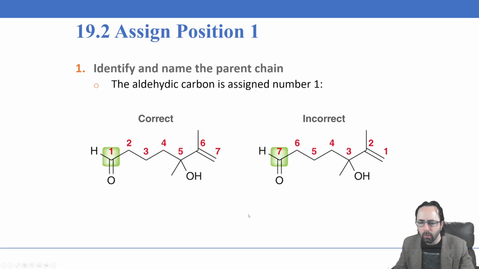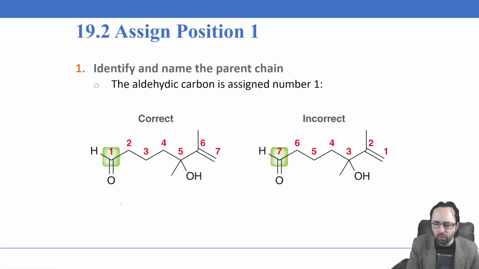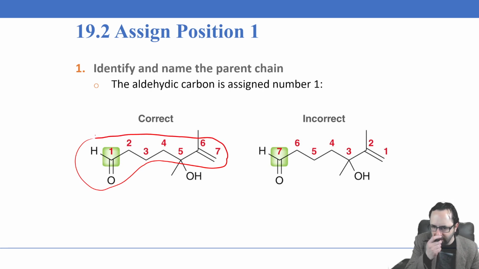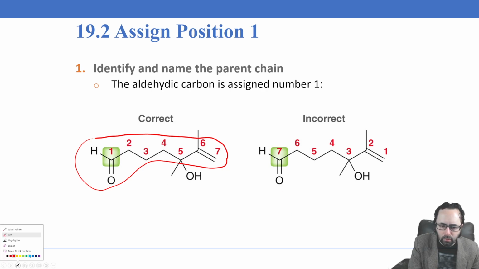So if we were naming this whole compound, and this is a little bit more complicated than what I usually ask you to do, the parent chain here would be the hexenal chain. Our substituents would be, we'd have a methyl group here.